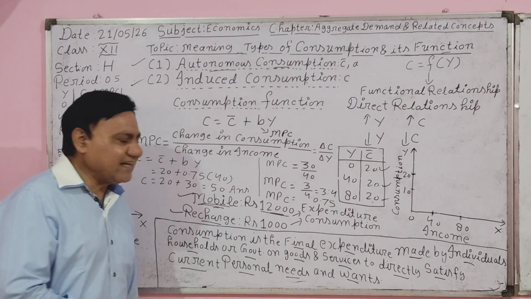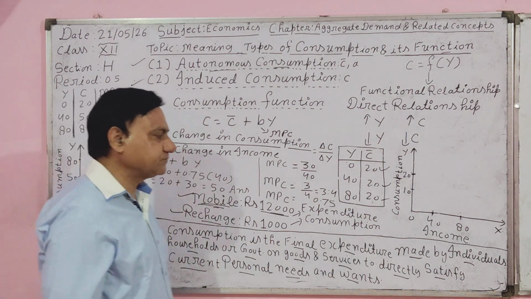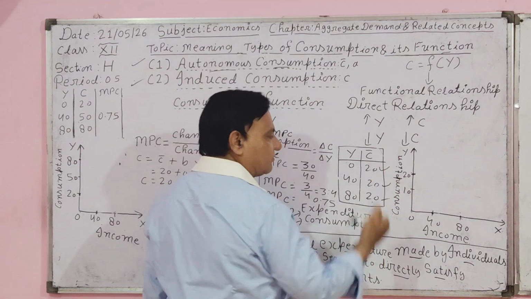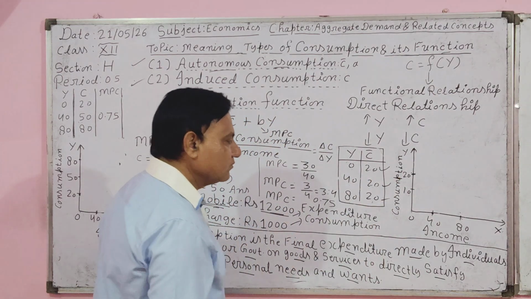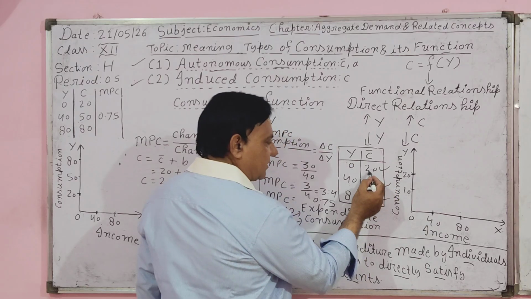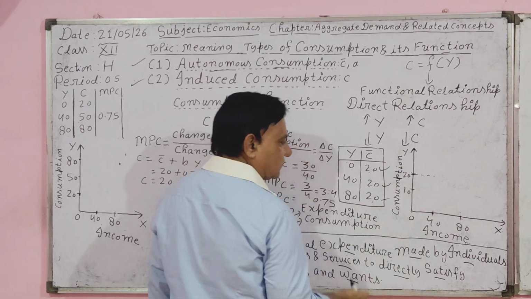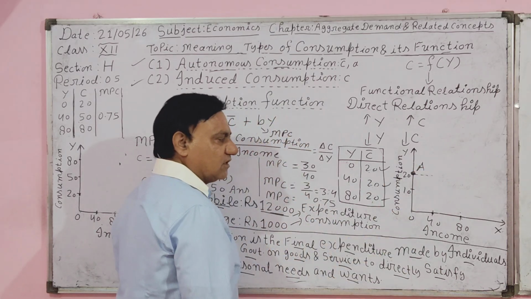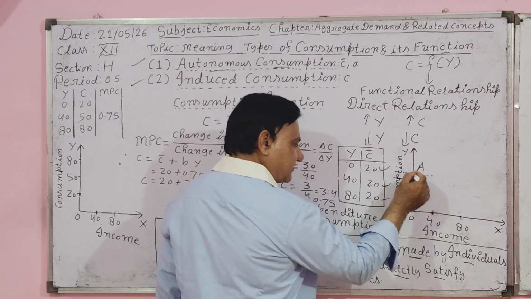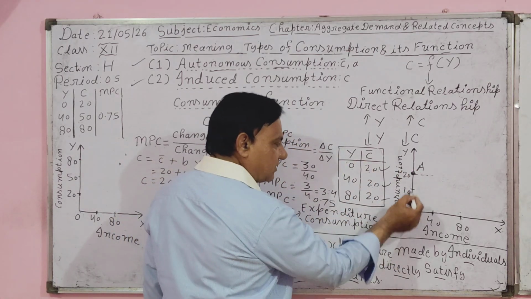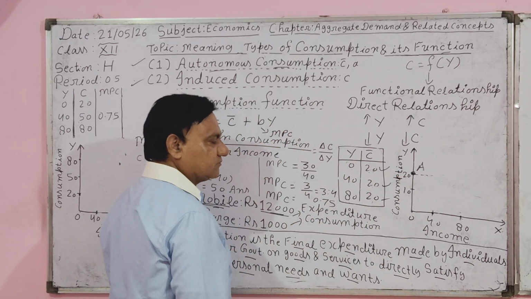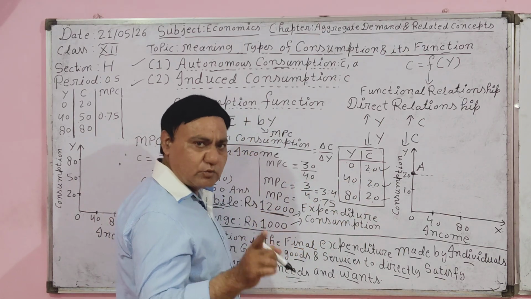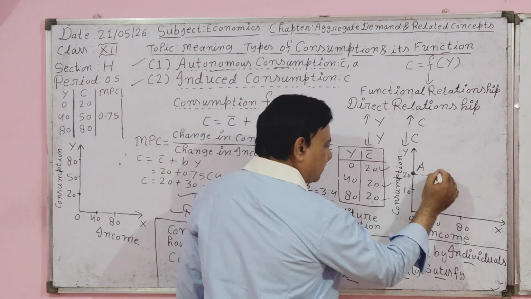Autonomous consumption can be further explained with the help of a diagram. In this diagram, we take income on the x-axis and consumption on the y-axis. Our consumption is 20 and income is 0. The first point is point A, which lies on the y-axis because our income is 0 and consumption is 20. Now income increased from 0 to 40, but consumption remains the same, that is 20. The second point is point B.